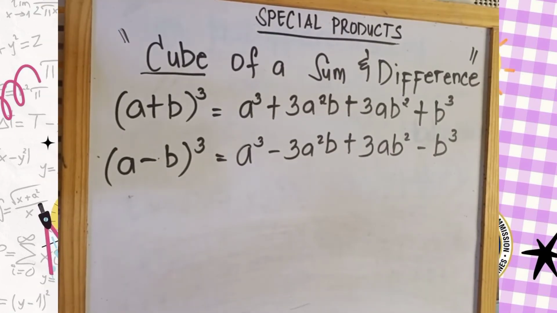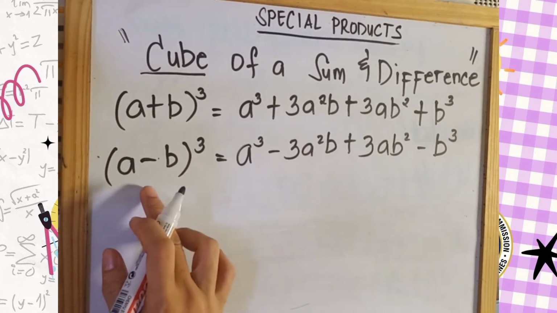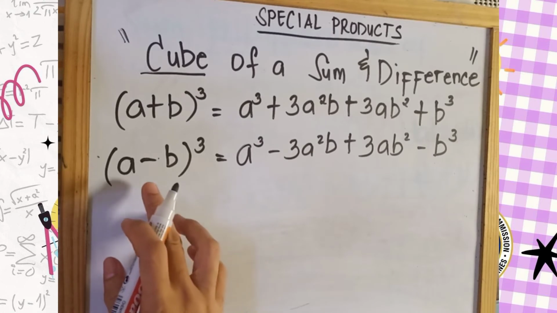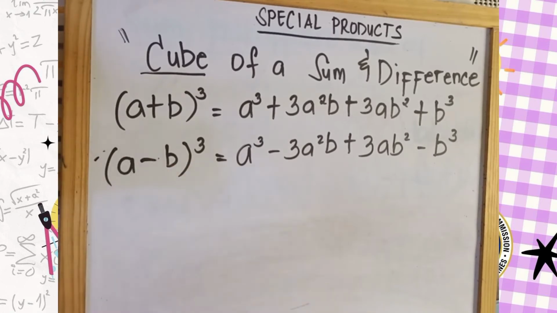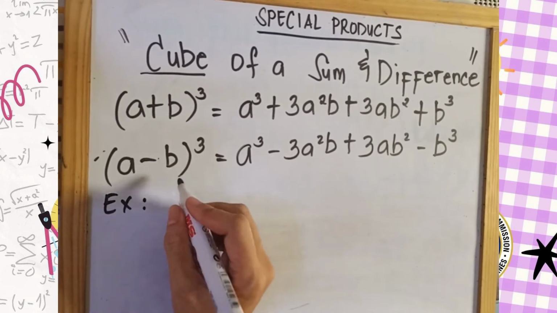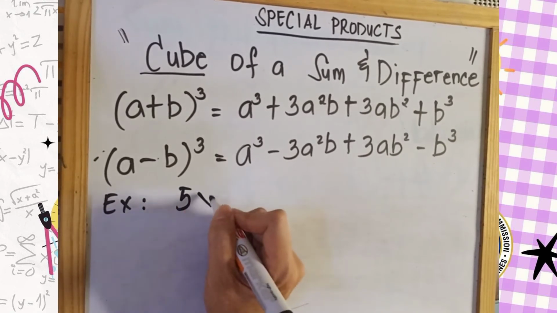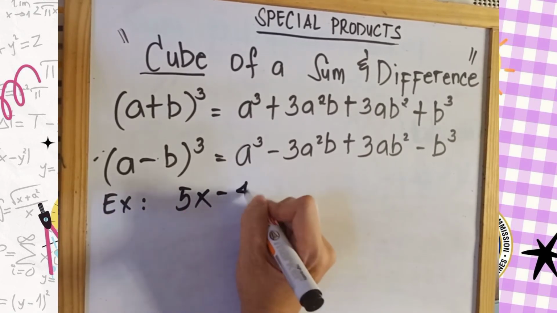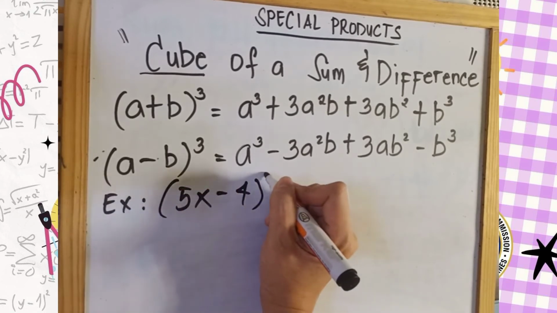Okay, so let's have our second example. Let's try naman yung cube of a difference. So let's apply our second formula. So let's say we have 5x minus 4 cube.